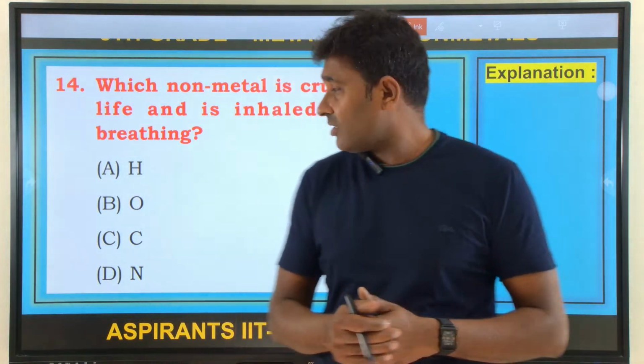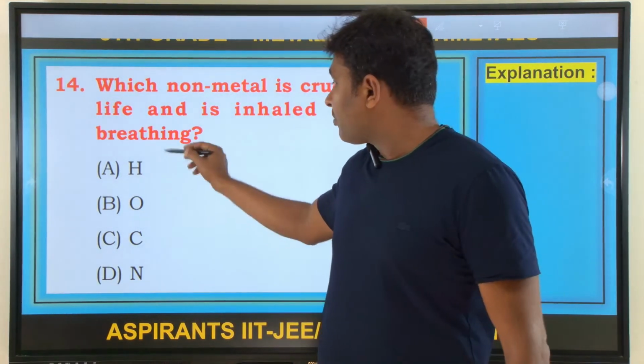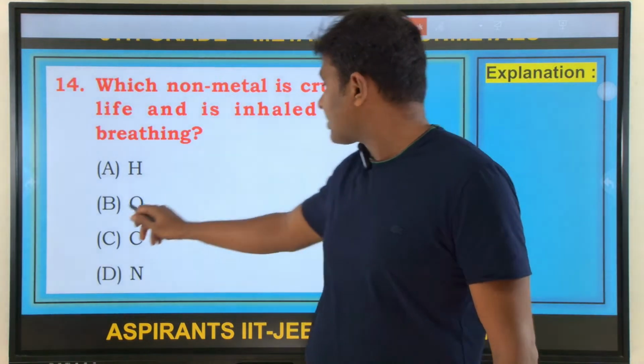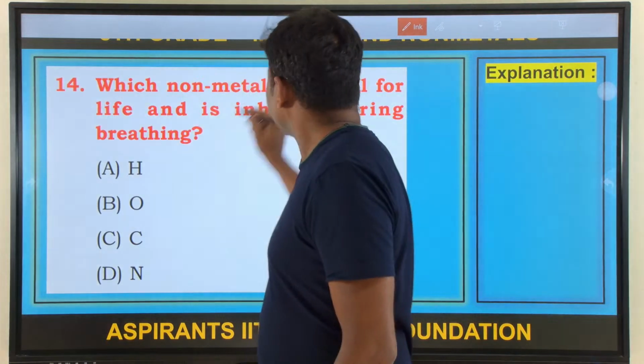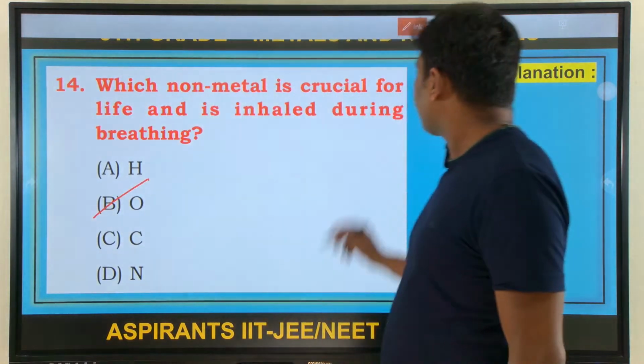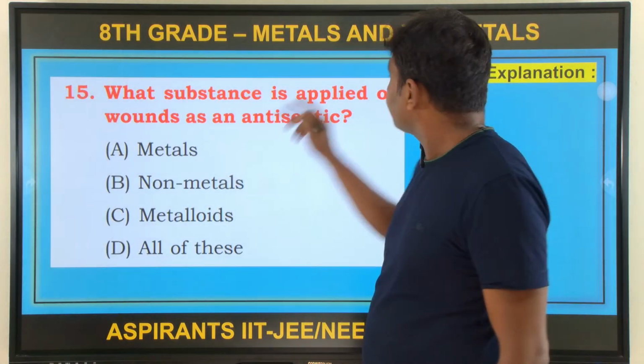That energy we utilize in different ways to do all activities internally and externally. Okay, that means the important, crucial element in our everyday life is what? Oxygen. Option B.